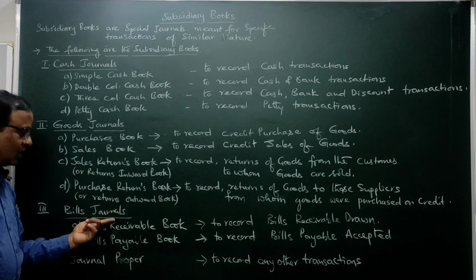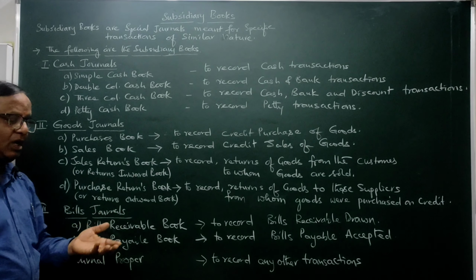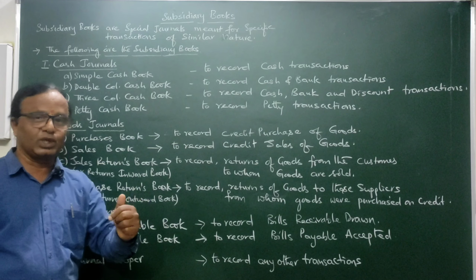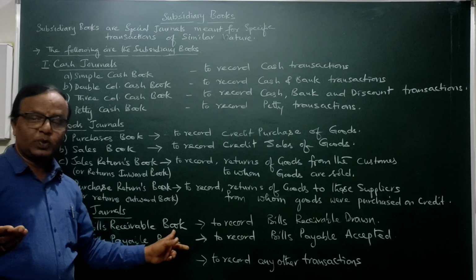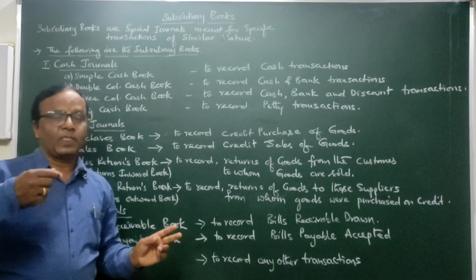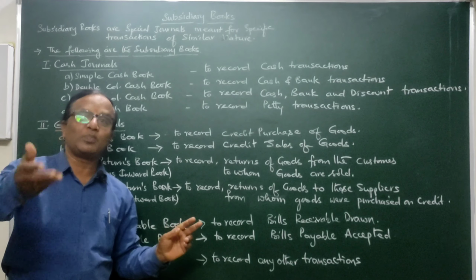Similarly, bills journals. These are the journals relating to bills. What are bills? Bills are those on which some money has to be paid or received. So observe here, one is the bills receivable book. This book is maintained in order to record matters relating to the bills on which you are supposed to receive the money.